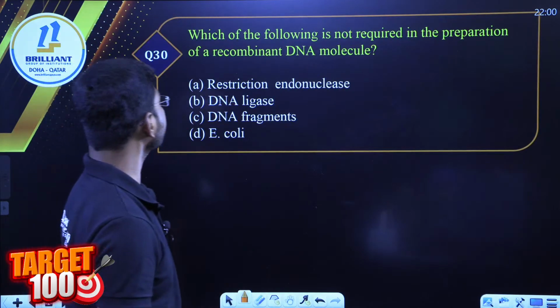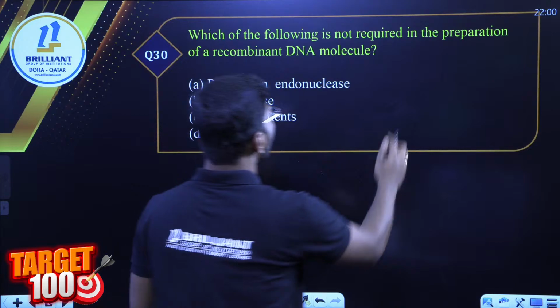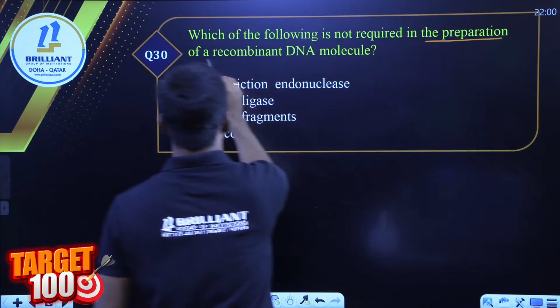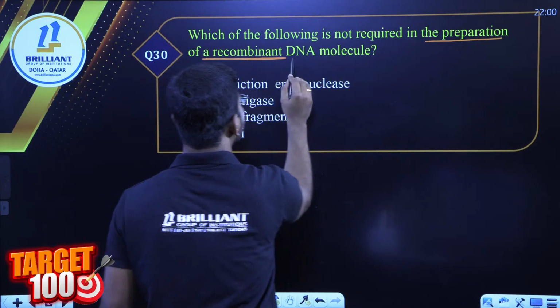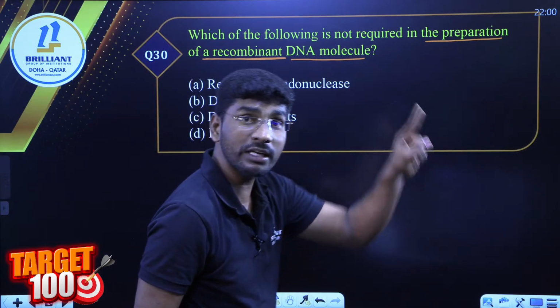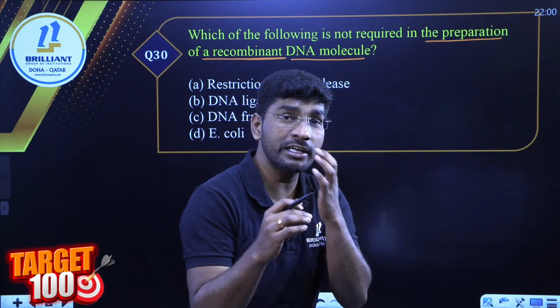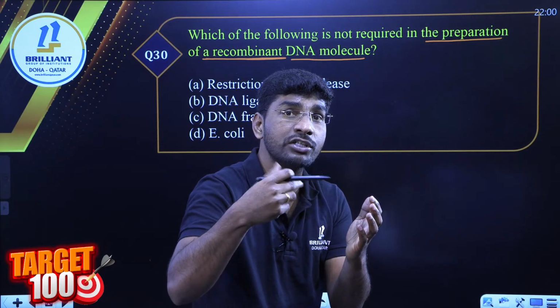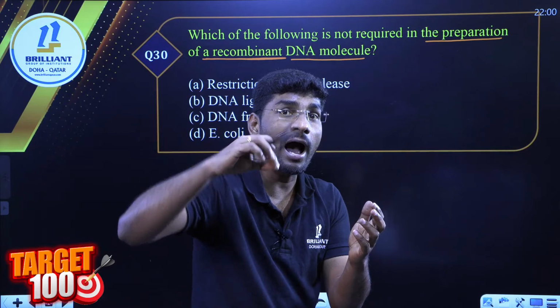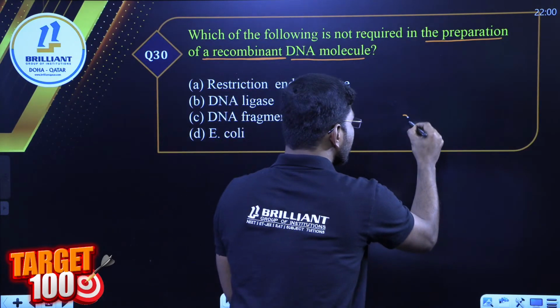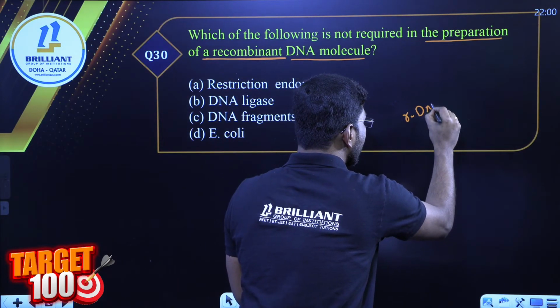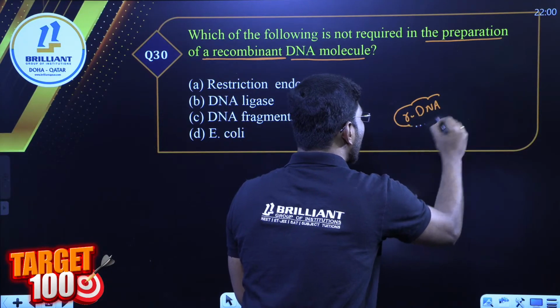Next question. Which of the following is not required for the preparation of rDNA, recombinant DNA molecule? Not required. It is not required for getting a genetic engineering product. For the construction of this recombinant DNA, you don't need one of these 4.